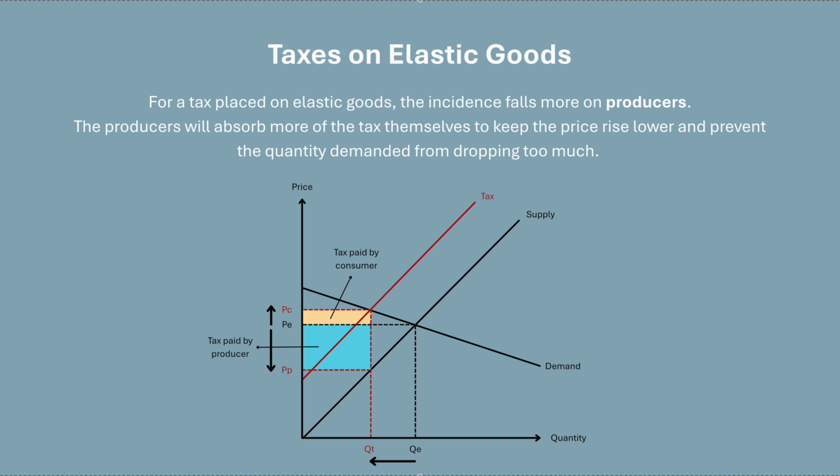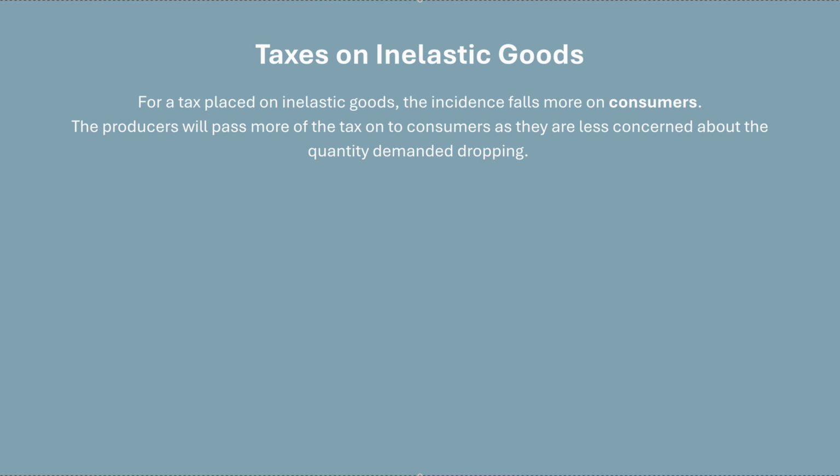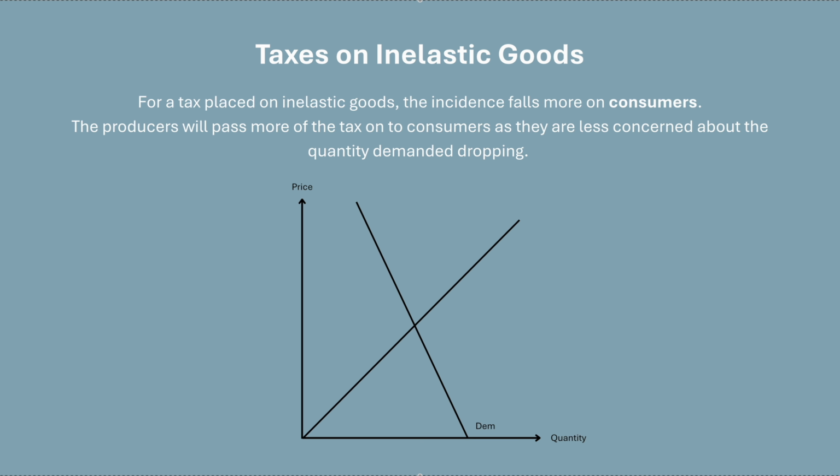The producers will absorb more of the tax themselves to keep the price rise lower and prevent the quantity demanded from dropping too much. For a tax on inelastic goods, the opposite is true. For a tax placed on inelastic goods, the incidence falls more on consumers. The producers will pass more of the tax onto the consumers as they are less concerned about the quantity demanded dropping. Inelastic demand means that the change in price is proportionately larger than the change in quantity.